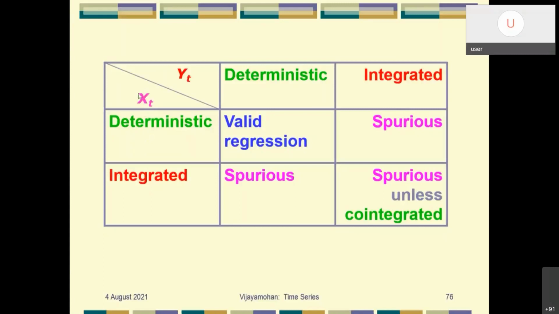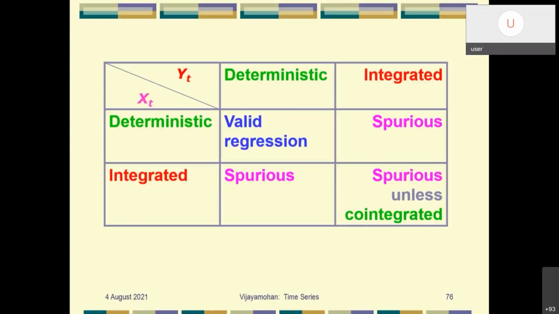But if both the variables are integrated, then we have a qualification. The regression will be spurious unless they are co-integrated. That means if yt and xt, both integrated series, are co-integrated, then the level variable regression between the two will not be spurious. That is co-integration.